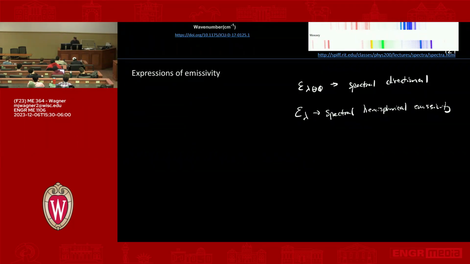And then the third thing we can say is, well, we just want plain old epsilon, in which case we're saying that there's no emissivity dependence on wavelength. Okay, so we would call this total hemispherical.